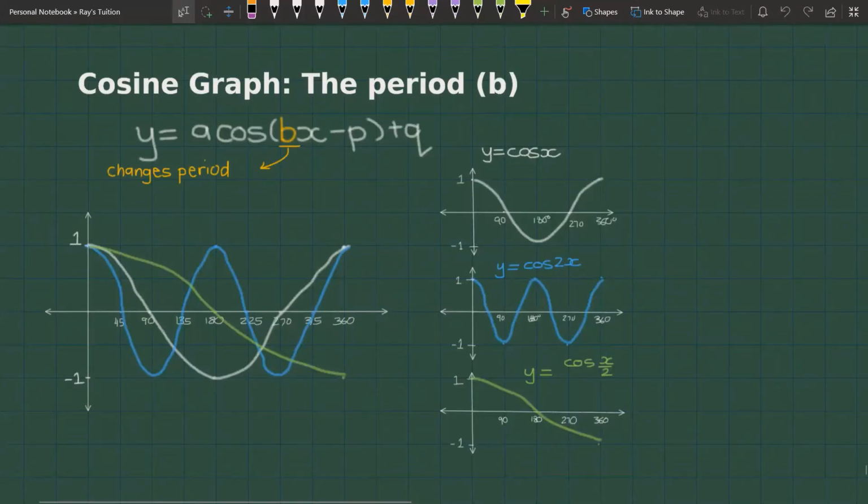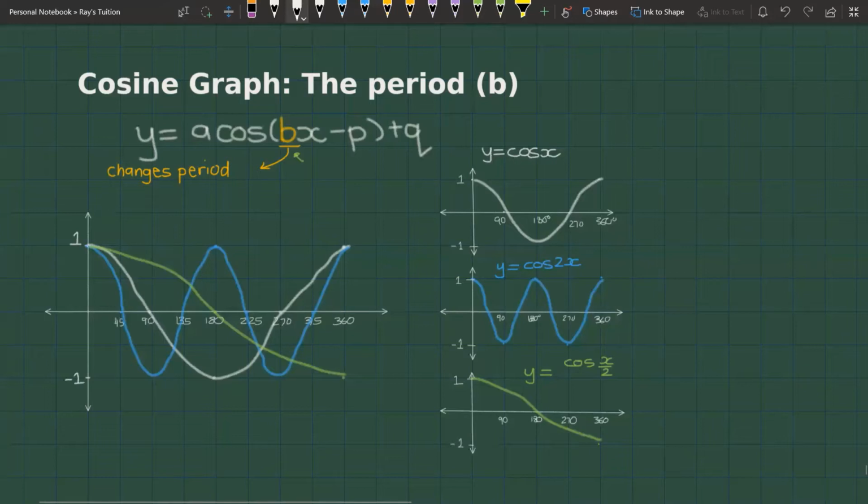In this video, we have a look at the period of the graph. So the period is how long it takes for a graph to make a complete cycle, and the b, which is the coefficient of x, controls the period of the graph, as we can see over here. So what we would like to look at is the period of each of these graphs over here.